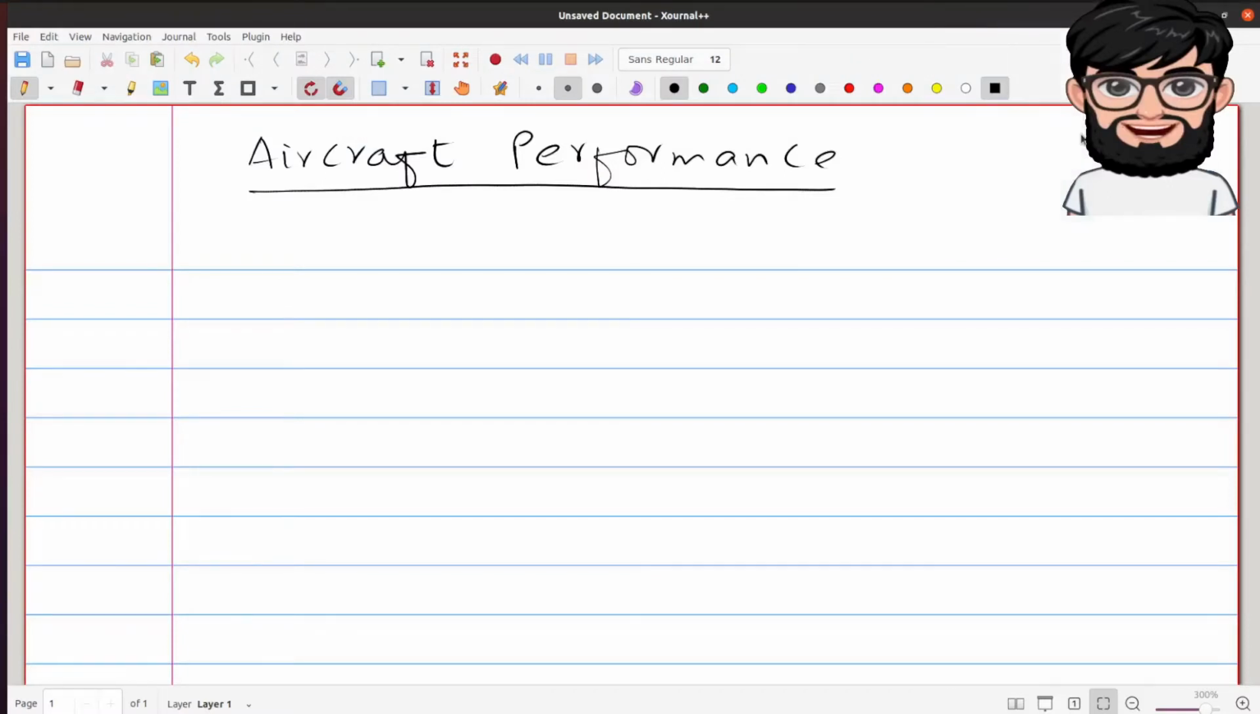Today we're gonna be talking about the aircraft performance. The first thing we want to cover is what are the main elements of an aircraft performance. So the main elements related to the aircraft performance are basically the takeoff and the landing distance.